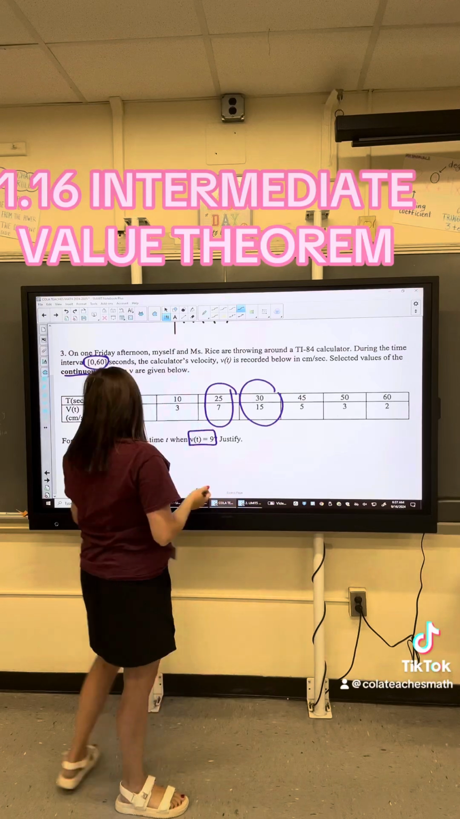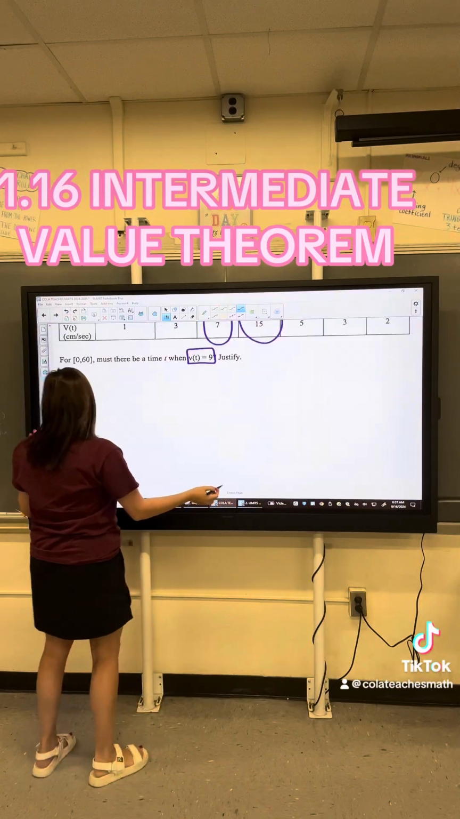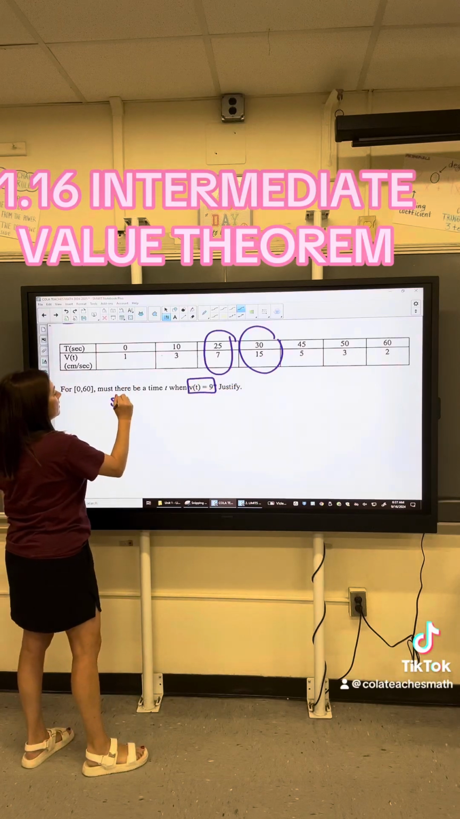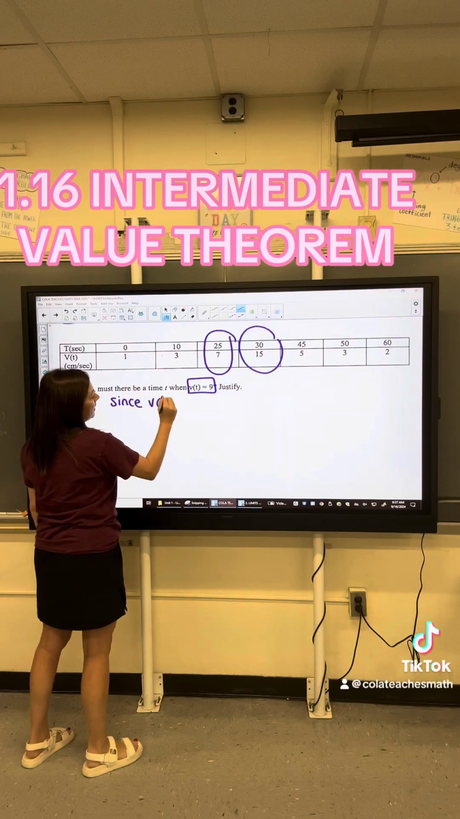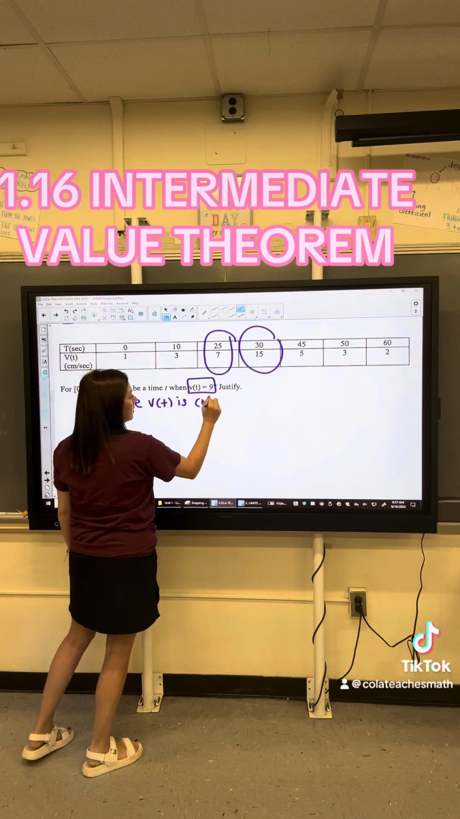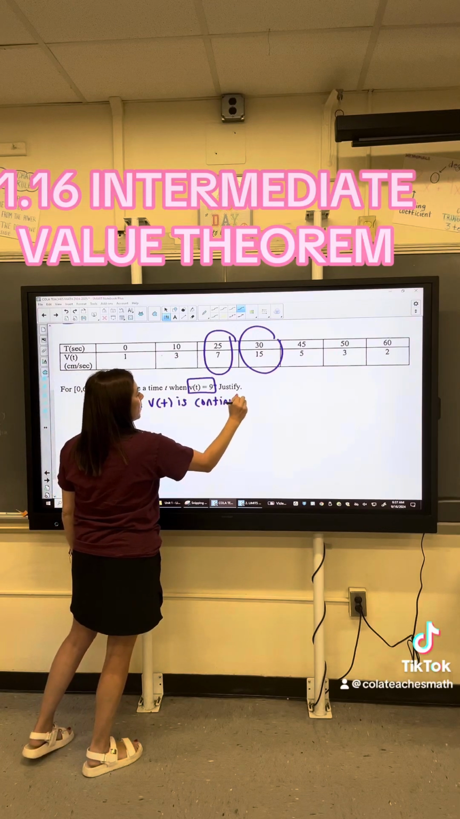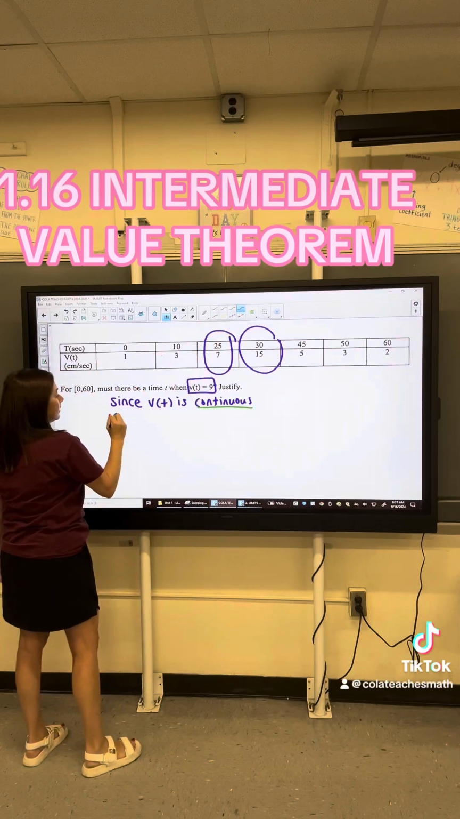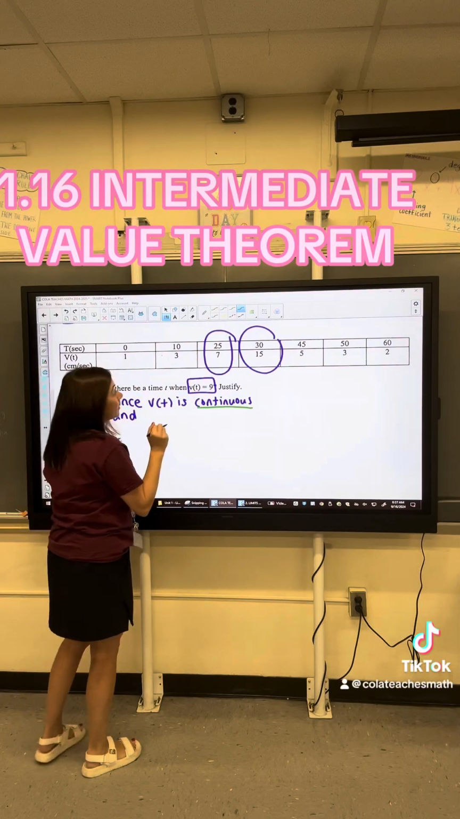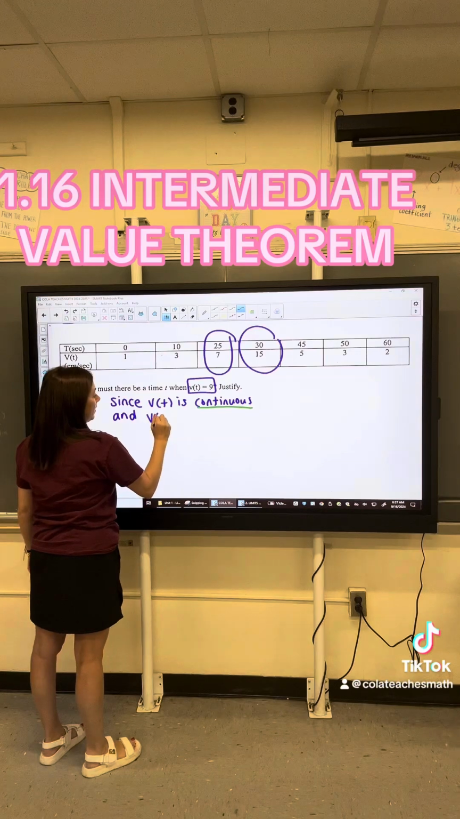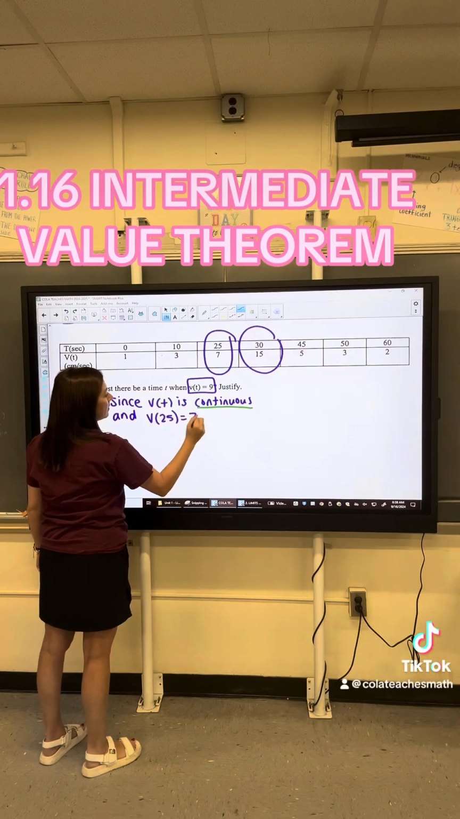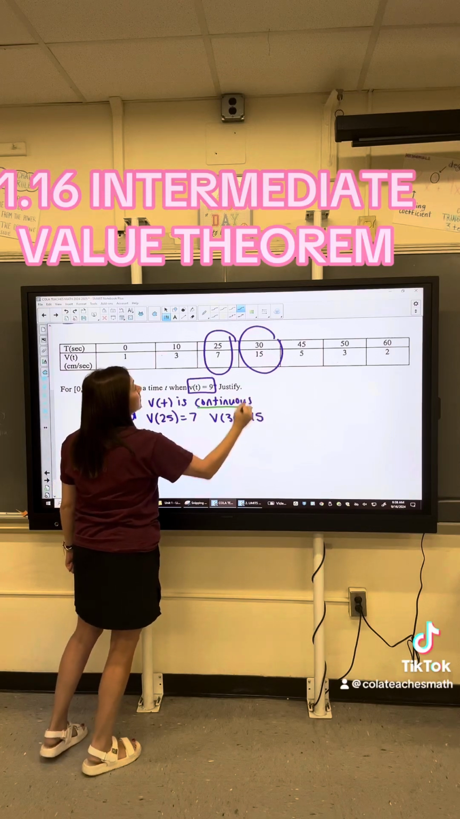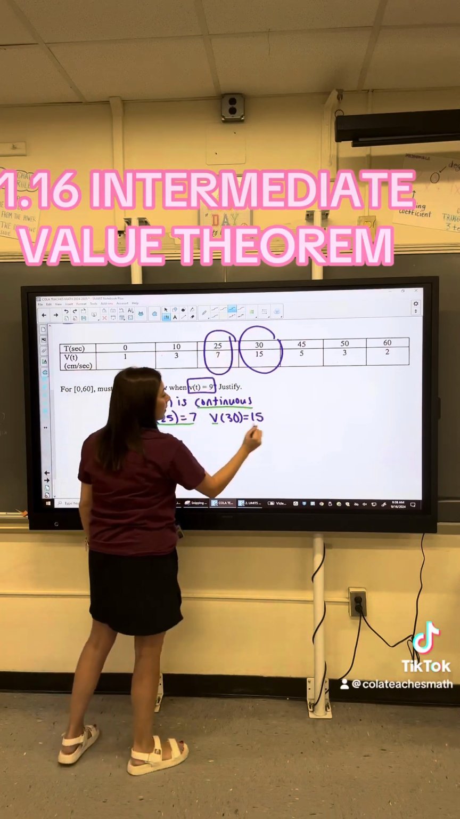So this is what I like to do, and we could do it in kind of a list. So I'm going to say, since v of t is continuous. So step 1, you got to tell me it's continuous. And I like to list the coordinates next. So I like to list v of 25 equals 7, v of 30 equals 15. So you want to list the coordinates you're working with.